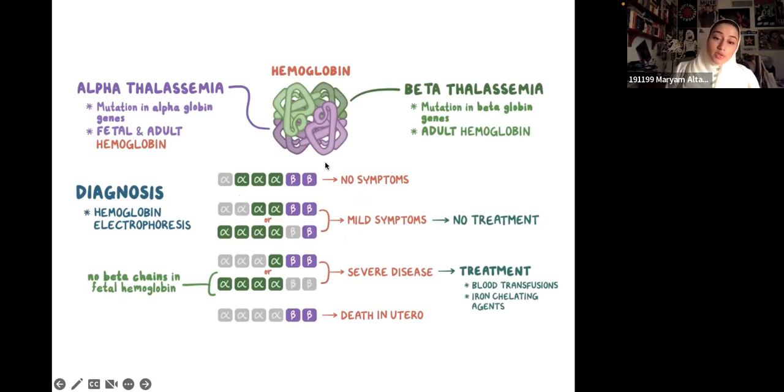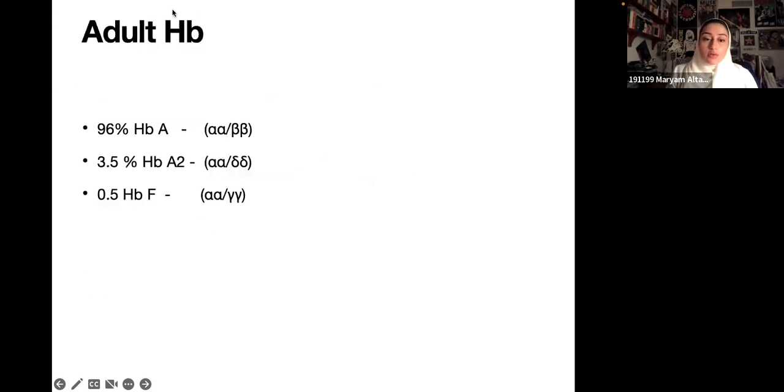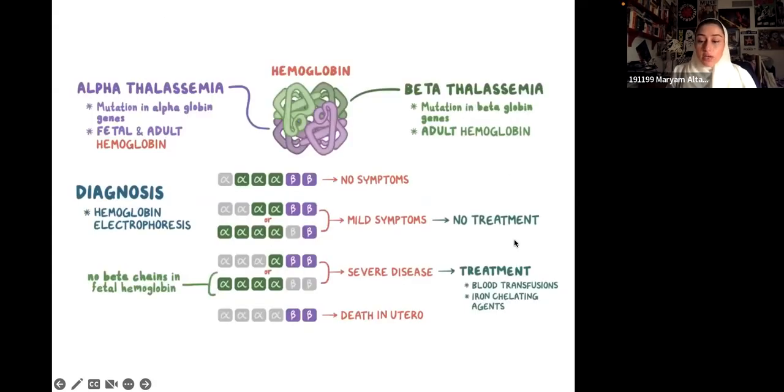So the degree or the amount of mutations that you have is going to dictate the severity of the patient's symptoms. So for example, you can have one loss of an alpha gene, and this patient will have no symptoms because remember here you need two alpha and two beta. So you're not going to feel that effect, right? Exactly. Thank you, Sarah. They're going to be silent carriers.